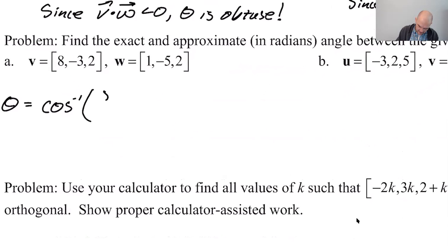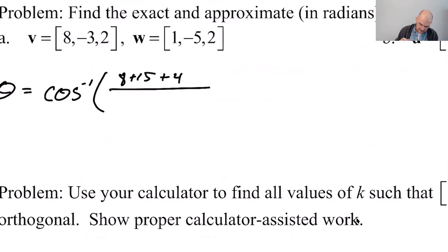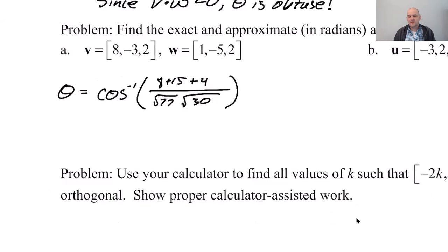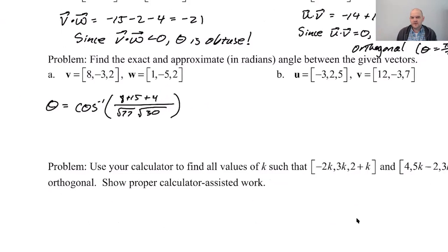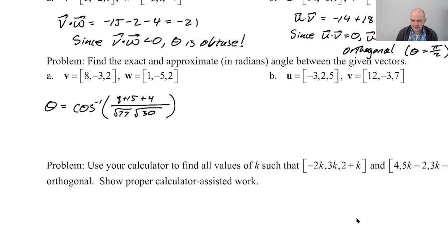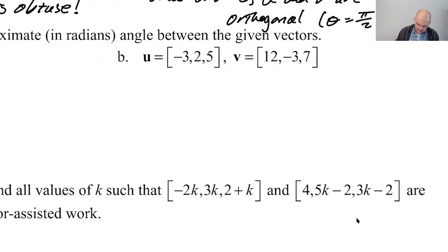So I need the dot product, which is 8 plus 15 plus 4. Product of the magnitudes. All right, so 64, 73, 77, I think. So that was 64 plus 9 is 73, plus 4 is 77. And then 1 plus 25 is 26, plus 4 is 30. That's the exact value. For the approximate value, I'm just going to punch it into a calculator. I don't know if we really need to do that. Let's try this one.